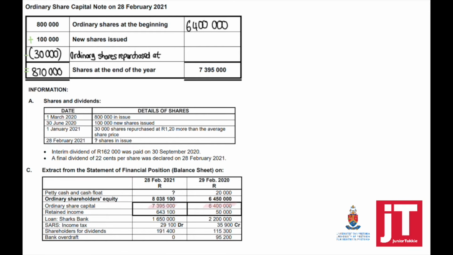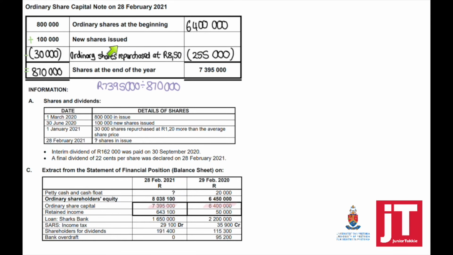Remember that the ordinary share capital note always consists of the average price. We need to calculate the average price. If shares were issued before the repurchase of the shares, we can always calculate the average price by using the end balance. So if you take the balance at the end divided by the number of shares in issue at the end, that equals my average price. Once we've calculated the average price, we can take 30,000 times R8.50.